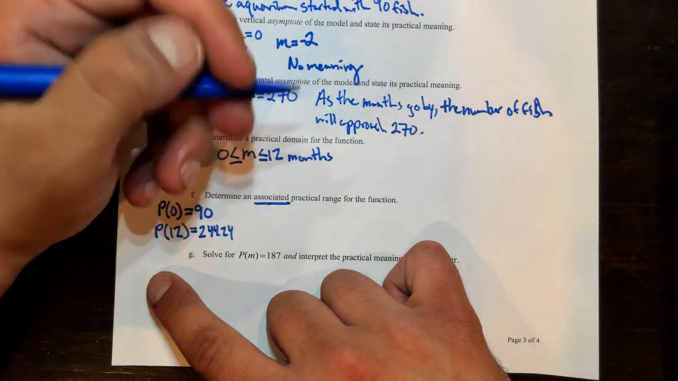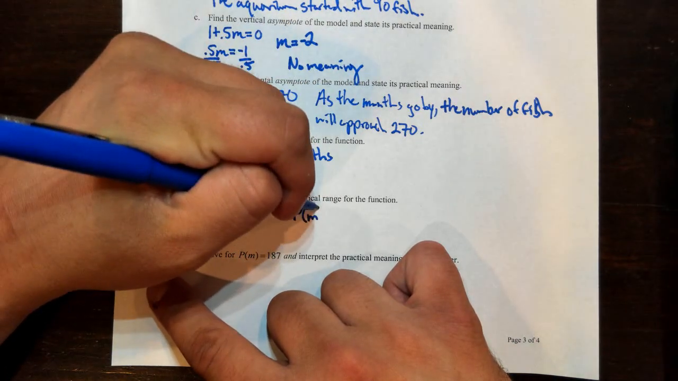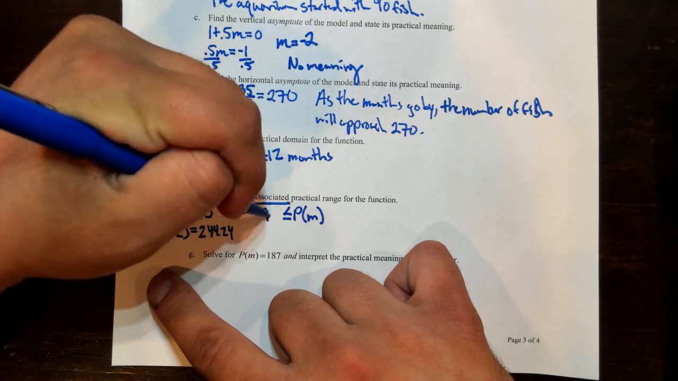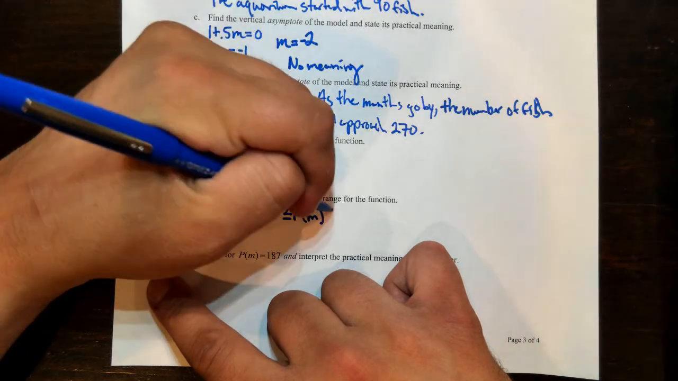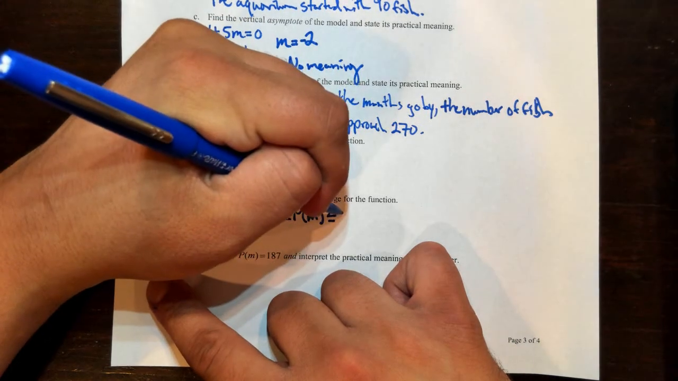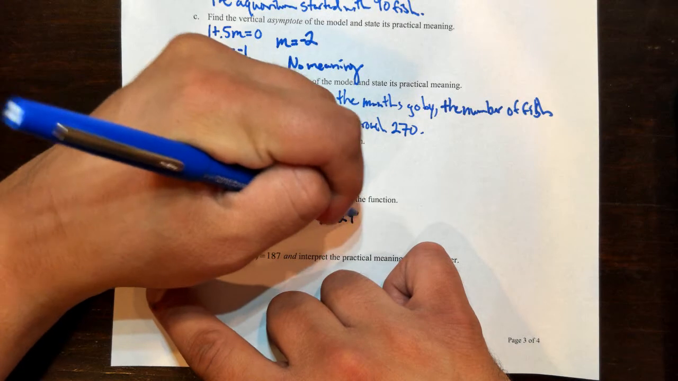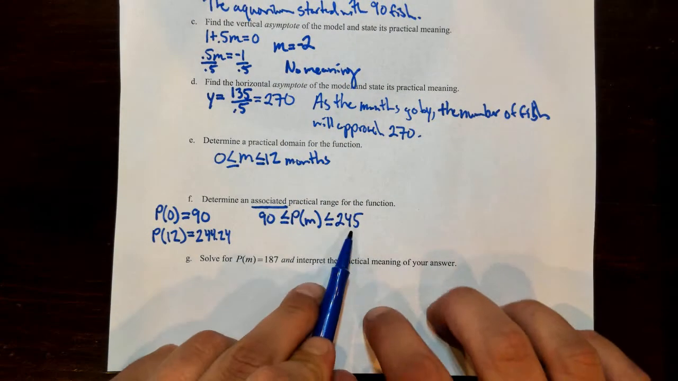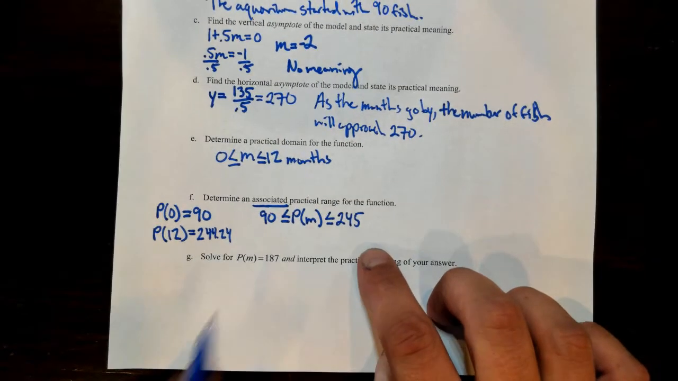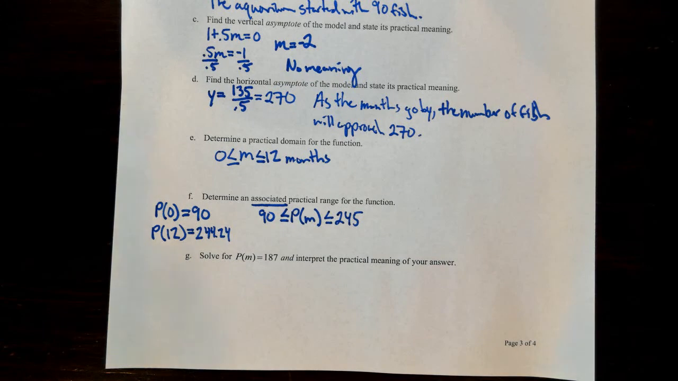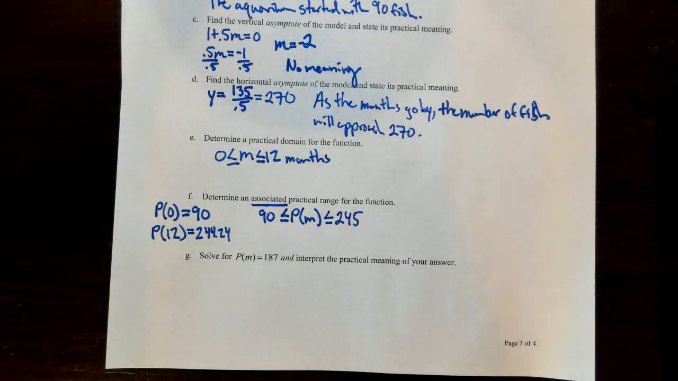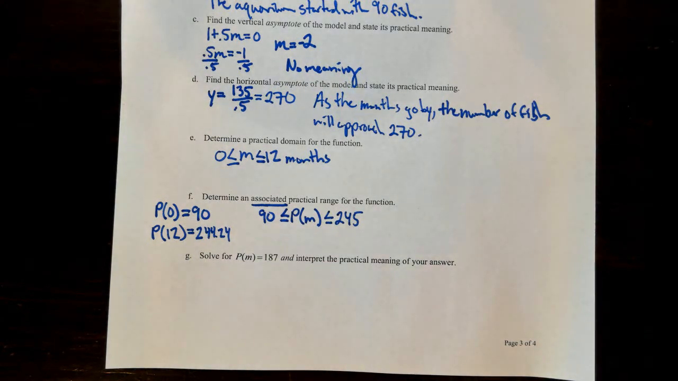So P of m is going to be greater than or equal to 90, but less than or equal to 245. I included the extra little bit there for us. I rounded up. So G, solve for P of m equals 187 and interpret the practical meaning of your answer.